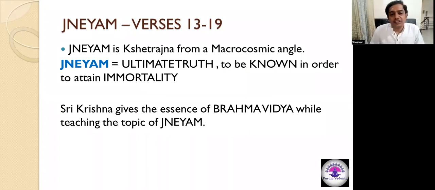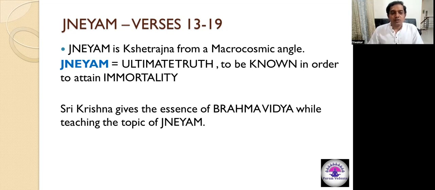After teaching Kṣētram, Kṣētrajña and Jñānam, Shri Krishna teaches the most important topic, which is jñēyam, from verse 13 till verse 19. Jñēyam is Kṣētrajña from a macrocosmic angle. Jñēyam means that which is worth knowing and that which everyone has to know in order to attain liberation, in order to attain Purnatva. This section gives the essence of Upanishads. It gives the essence of Brahma Vidya.